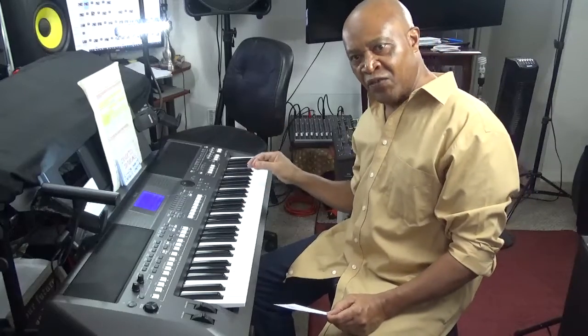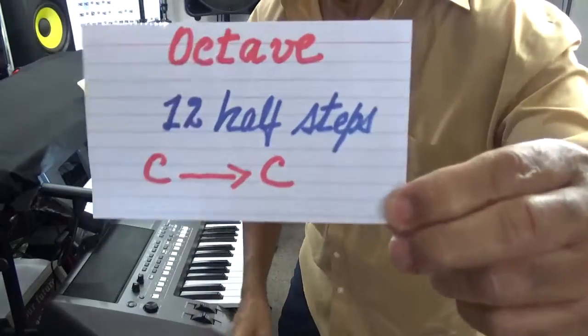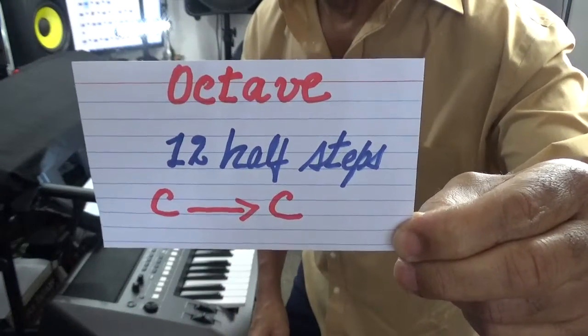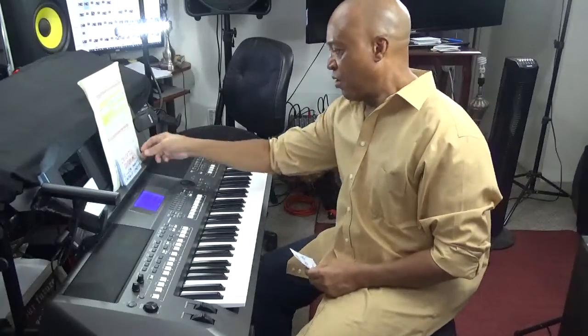And how many half steps? From C to C octave, 12 half steps. Every time you play from the root to the octave, you played 12 half steps. There you go. And what do you call that interval? You call it an octave, because it has 12 half steps.